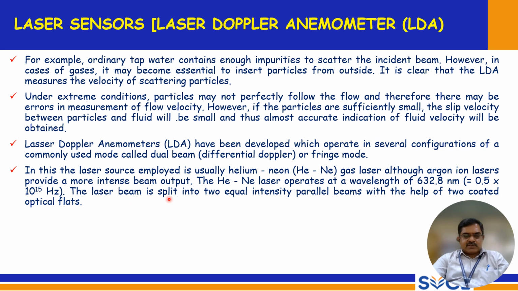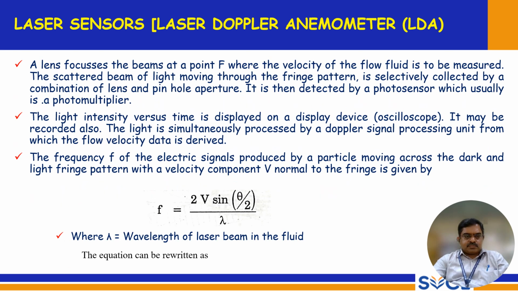So here the laser beam is split into two equal intensity parallel beams with the help of two coated optical flats. Here a lens focuses the beams at a point F where the velocity of the flowing fluid is to be measured. The scattered beam of light moving through the fringe pattern is selectively collected by a combination of lens and pinhole aperture. It is then detected by a photosensor, which usually is a photomultiplier.